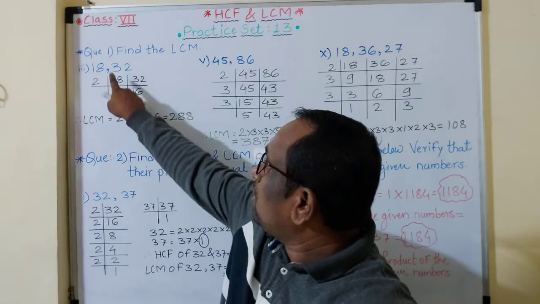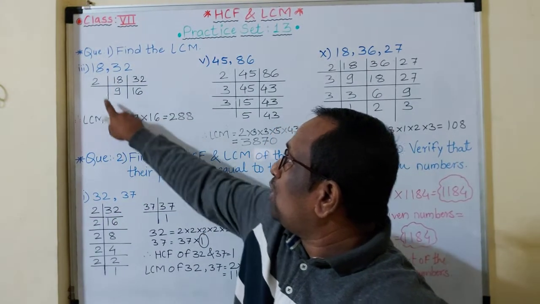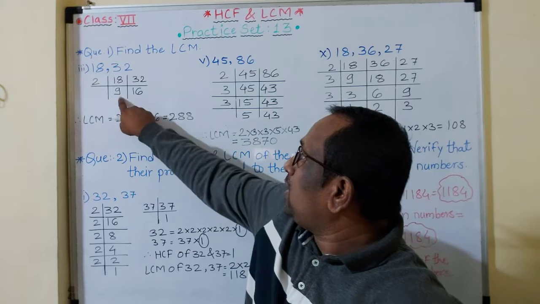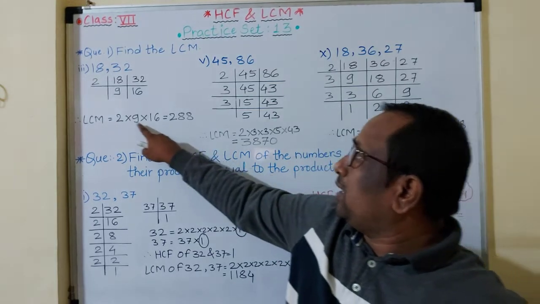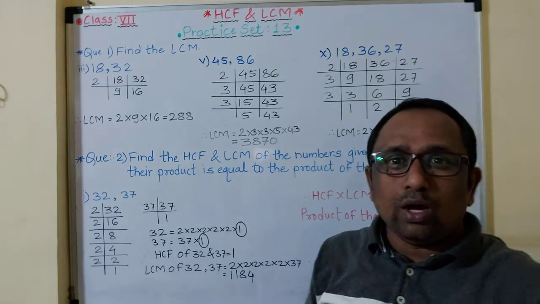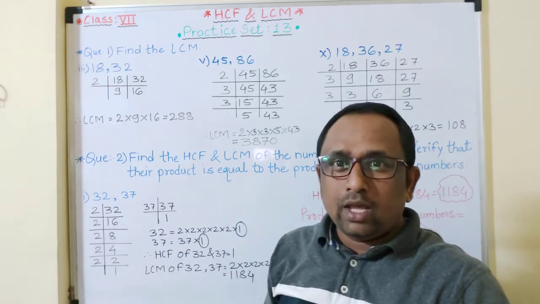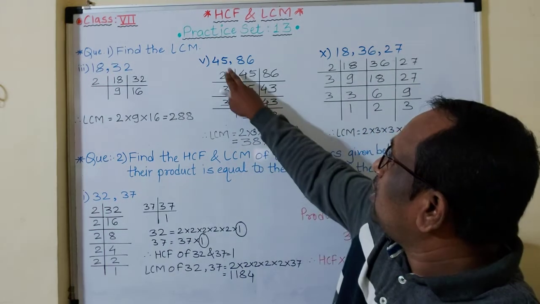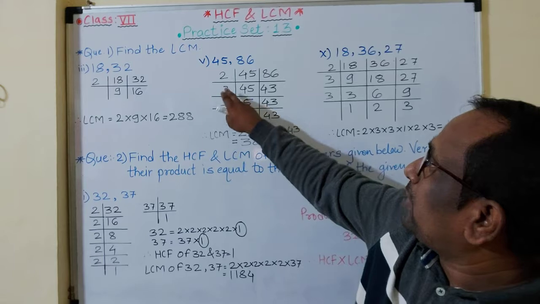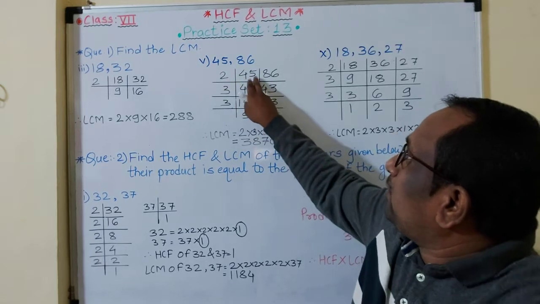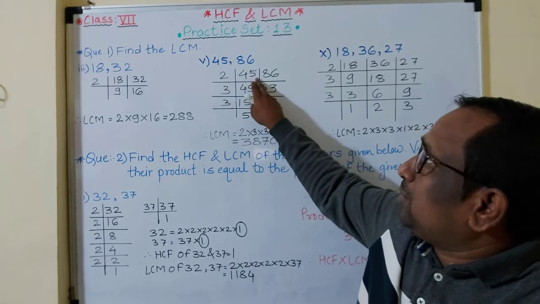Now see here, we have to find the LCM of 18 and 32. So 2 into 9 into 16. If we multiply this, we will get the answer 288. Now let's move to the second example, 45 and 86. For the factors, first we will divide 45 by 2. So this is not possible.